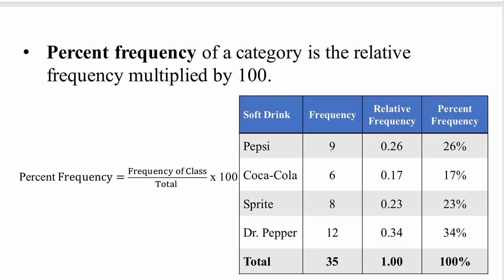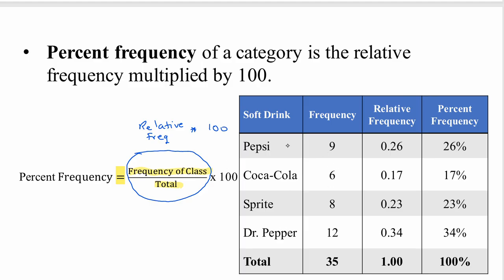Now, if we are able to find the relative proportion for each of the frequencies accounted for in the soft drinks, we can go ahead and calculate their percent frequency. The percent frequency formula is to take your relative frequency for each class and multiply it by 100. So technically, percent frequency is basically taking your relative frequency value and multiplying it by 100.